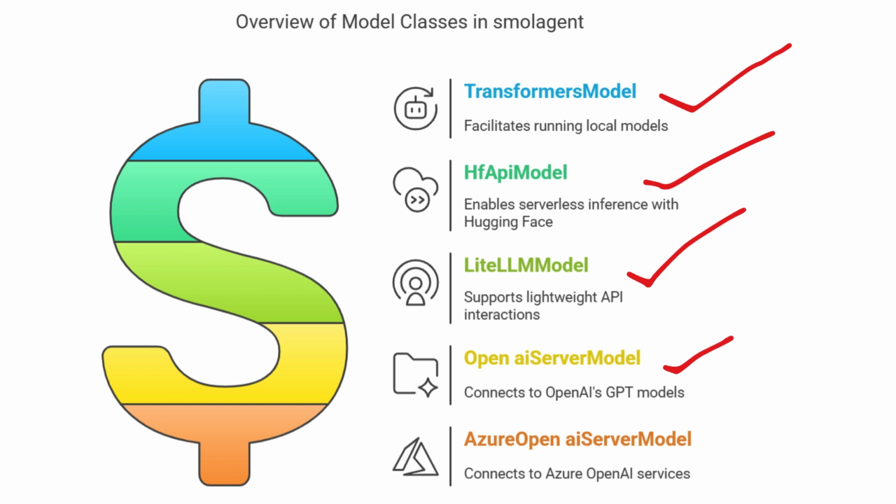The OpenAI Server Model class is built specifically for working with OpenAI's GPT models, such as GPT 3.5 and GPT 4. It provides an easy way for Smolagents to integrate these powerful AI models into applications without requiring any complex setup. Since OpenAI's models are some of the most advanced available, this class ensures that developers can access high-quality responses for a wide range of tasks.